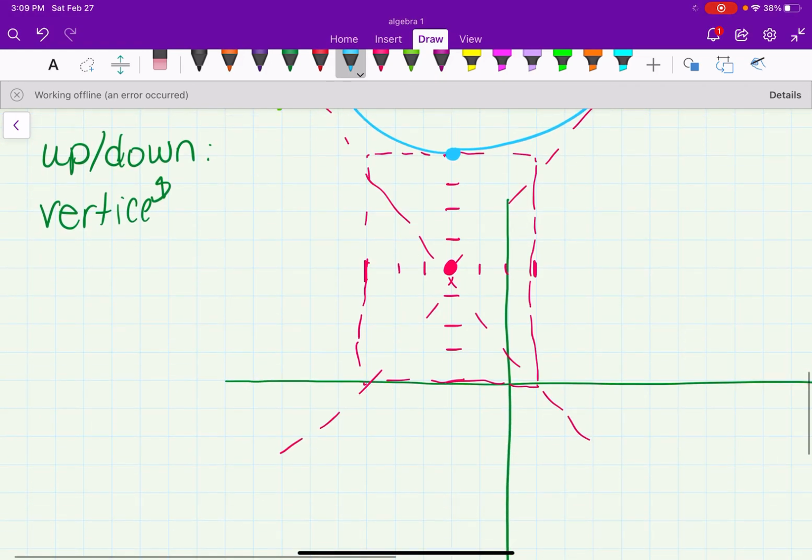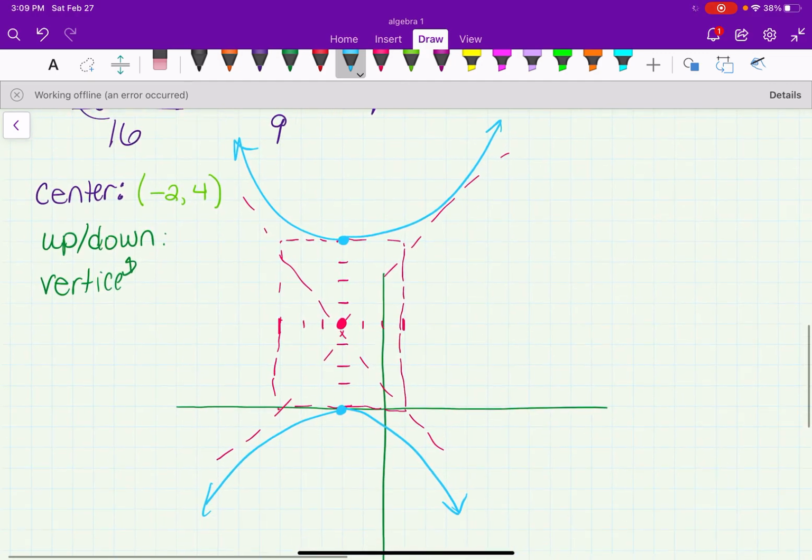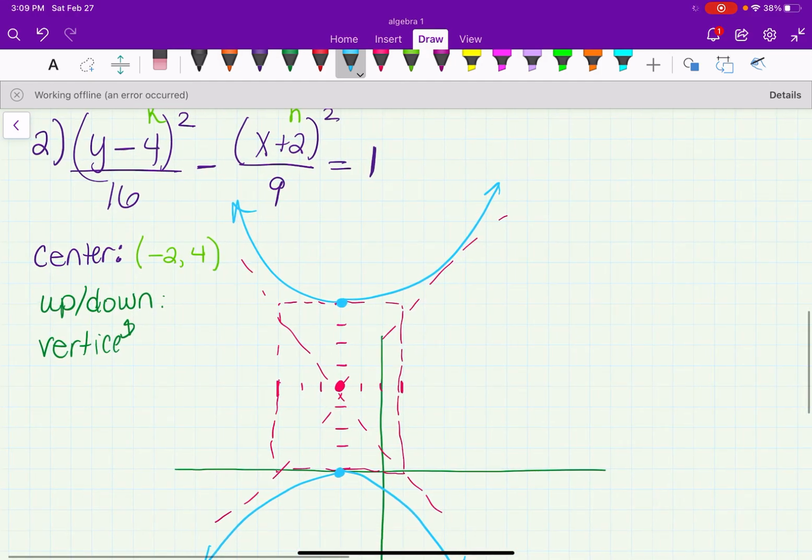And my other vertex is going to be below and go this way. So now I know what my vertices are, either by reading it off my graph, or I know that I moved 4 away from my original center, so I can add 4 to the y value of my center. That means my x's don't change, because I'm doing up, down.